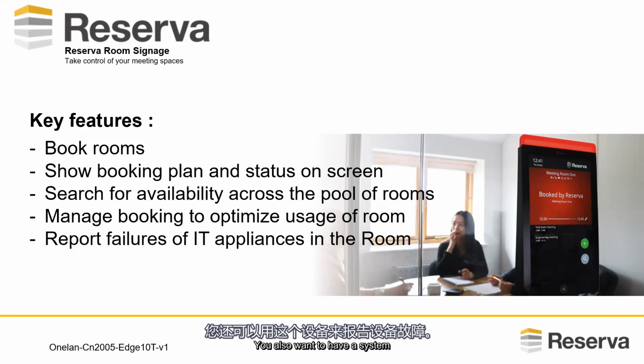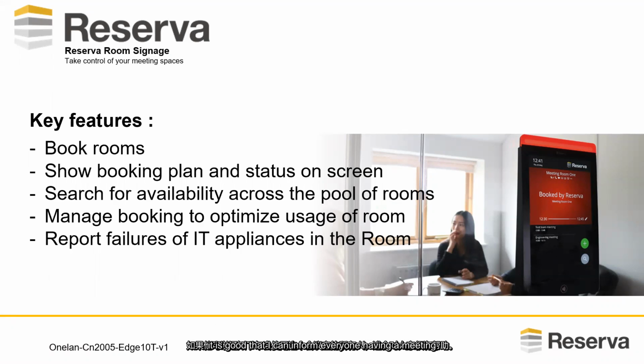You also want to have a system that allows people to report IT appliances failure. If I am in the morning using this meeting room and I notice that the VC is defective, it's good that I can inform everyone having a meeting in that very same room in the afternoon that I experience this problem, so they can make the decision to change their plan.